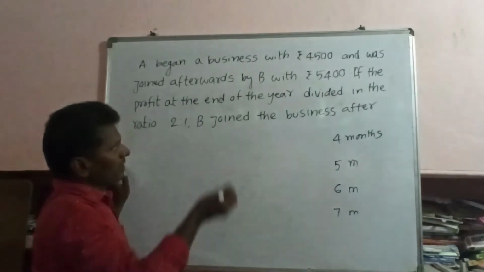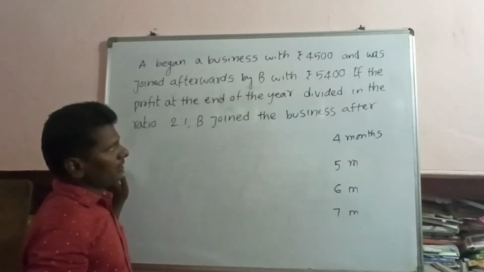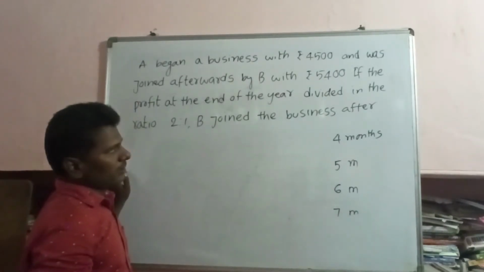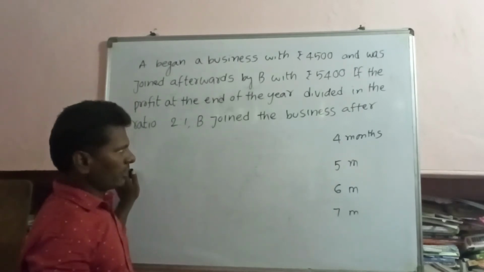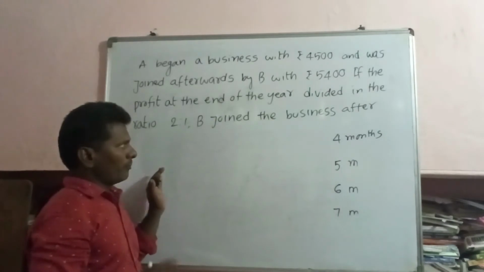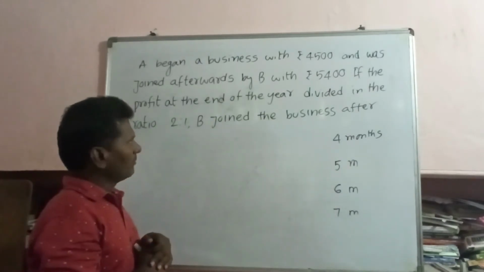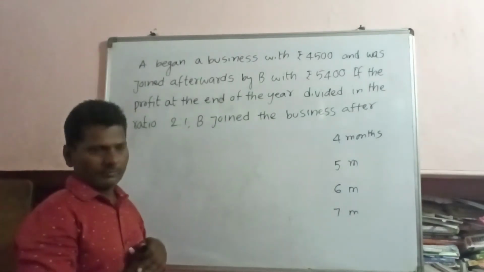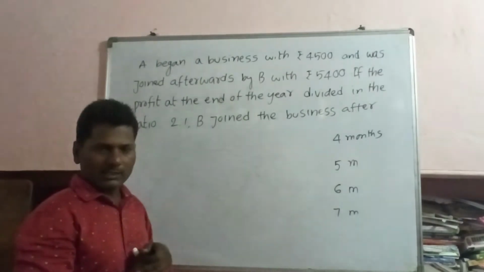So here, A invested 4500. After some time he was joined by B. B invested 5400. Profits are divided at the end of the year in the ratio 2:1. After how many months did B join?